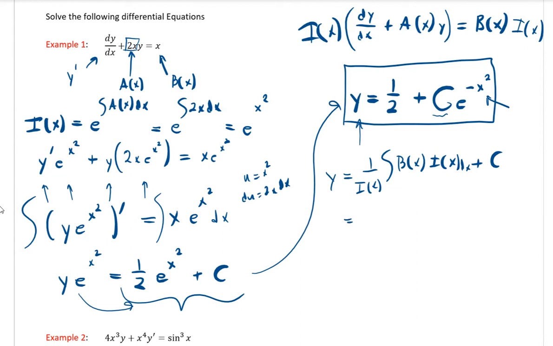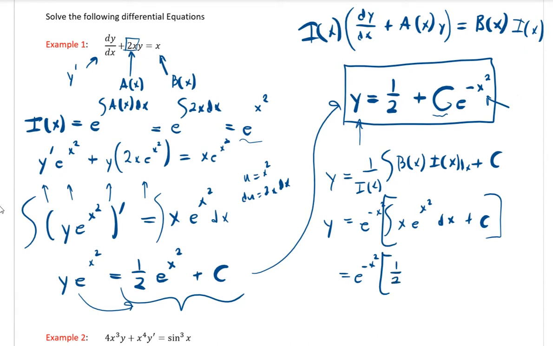In this case, where I(x) is e to the x squared, that would give me e to the negative x squared times the integral of x e to the x squared dx plus c. Well, that integral of x e to the x squared, I just solved that before. That'll give me 1/2 e to the x squared plus c. And that gives me the exact same formula. So we're all set.